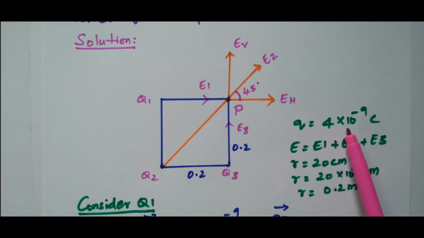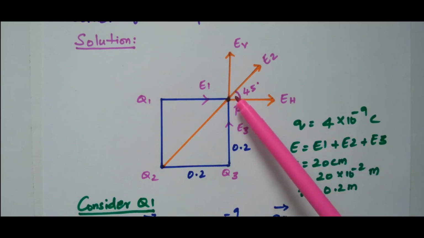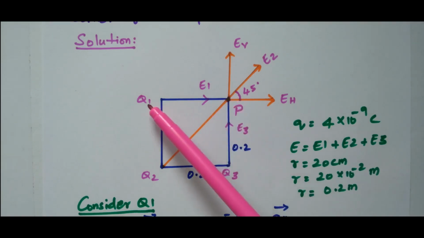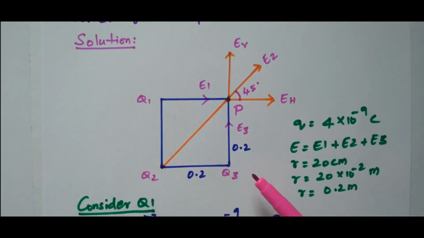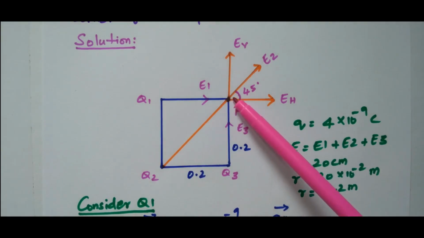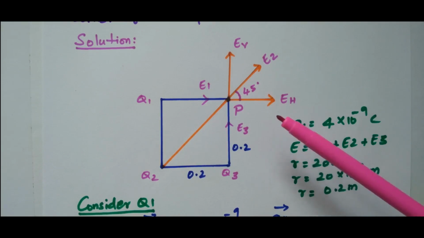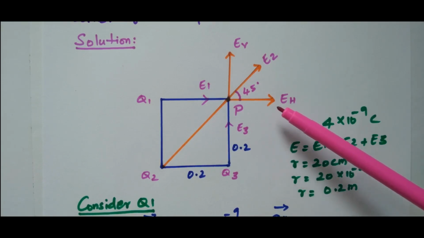4 into 10 to the power minus 9 coulomb. The charge value is equal. All three corners have an equal amount of charge. Our aim is that the remaining corner is available. The question is we need to find the electric field intensity at the fourth corner due to Q1, Q2 and Q3. So that is nothing but we will take it as E2. I will see one by one.